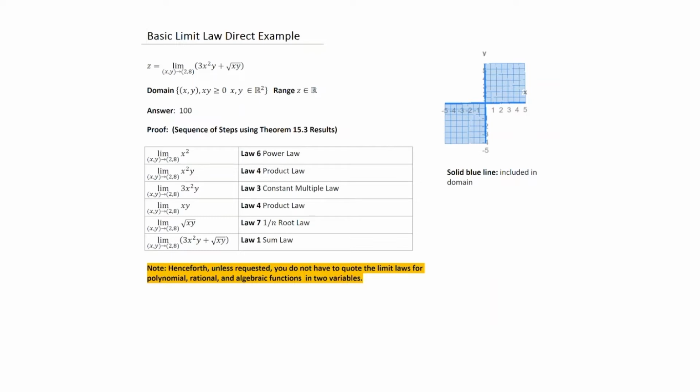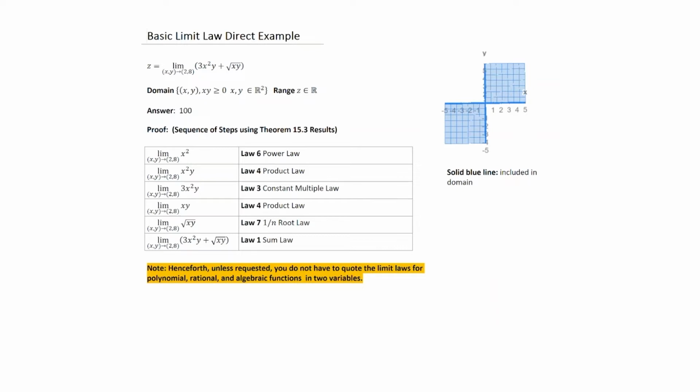We basically start by making use of all the specific limit laws that we discussed on the previous page. And so let's start with x squared. Well, we know that basically by law 6, the limit of this exists. Then we look at x squared y. Well, the limit of this exists by the product law. Then we multiply by 3, and we find that the limit exists because of the constant multiple law.